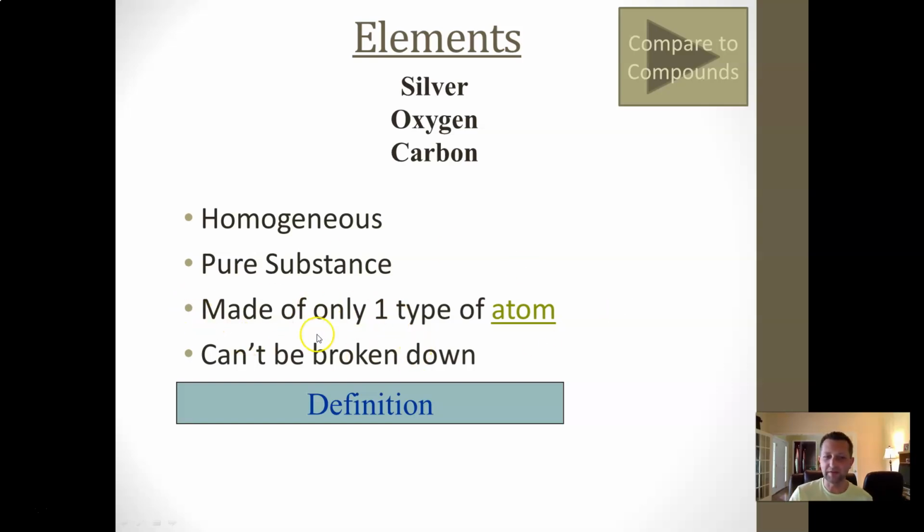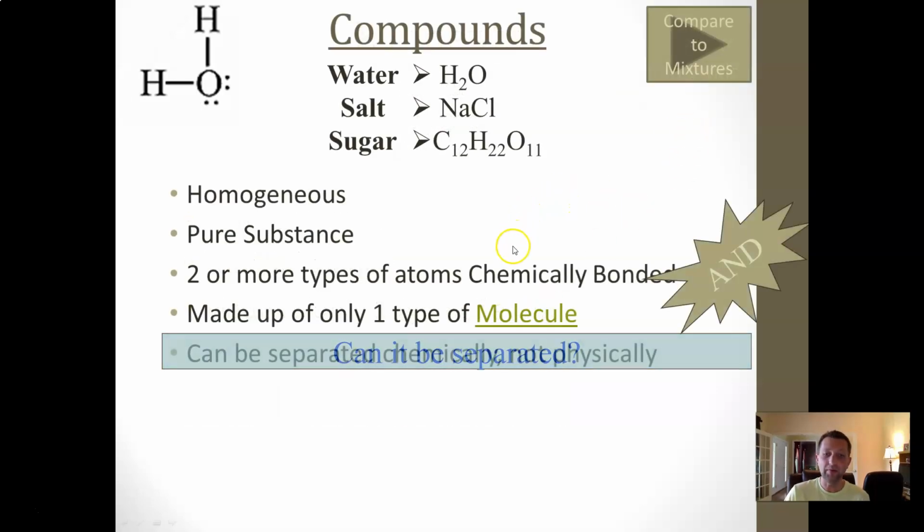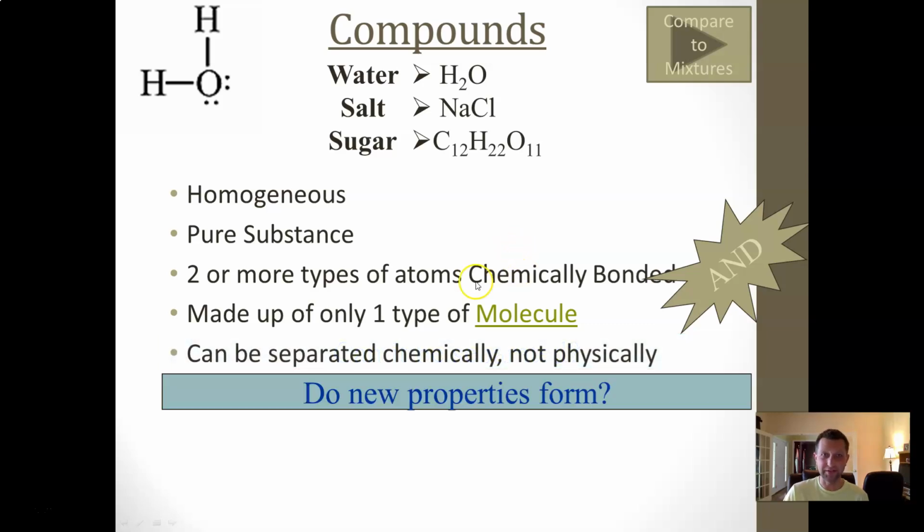So for what we're saying right now, that's all nuclear chemistry. For what we're saying right now, generally speaking, elements cannot be broken down and still be the same element, retain the same properties. Compounds can be, and it's really interesting, they can be separated chemically. We'll get to that. Not physically.